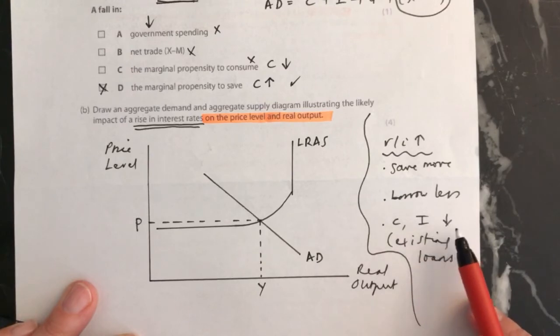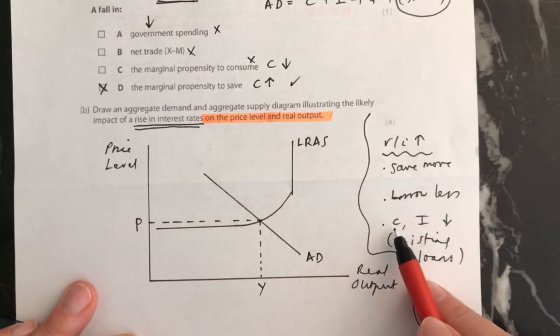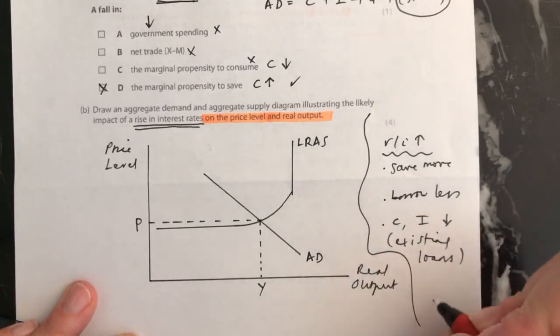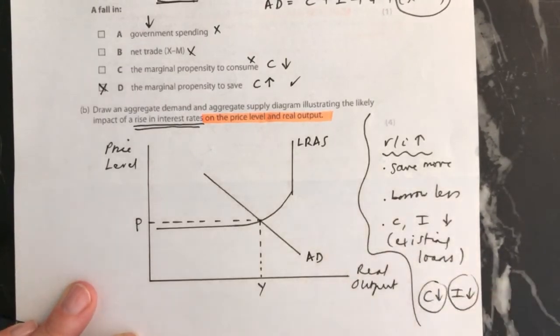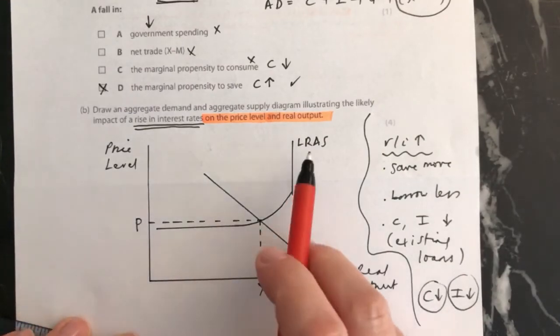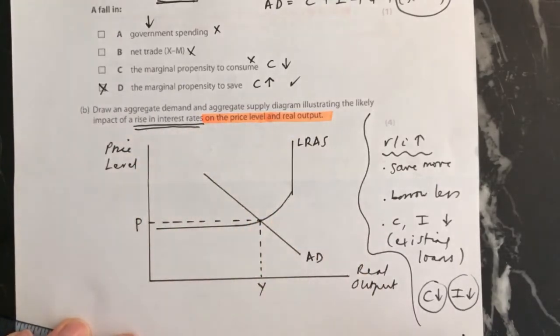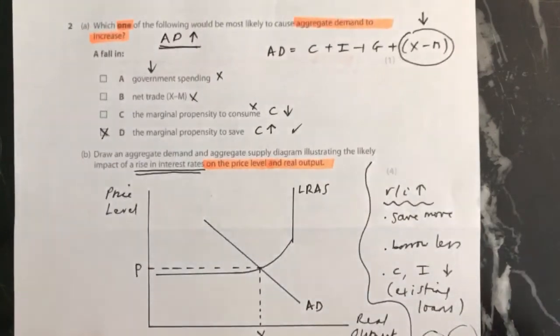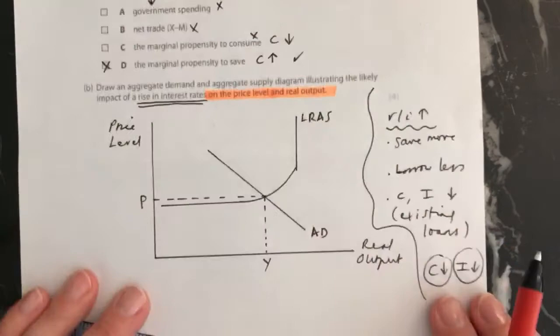That will go down. Therefore, saving more, borrowing less, consumption and investment going down, all of these things cause consumption to go down, investment to go down. This is all the thinking that will be going on in your head so that you can know what to do on this diagram. So it says, illustrate the likely impact of the rise in interest rates on the price level and real output. We've just established here, if consumption and investment go down, we can see from that equation we had earlier, if these two go down, ceteris paribus AD goes down.